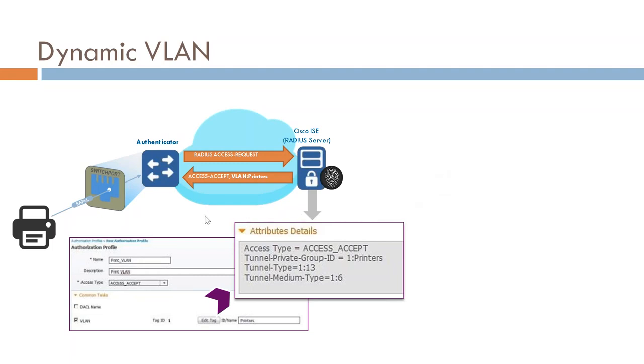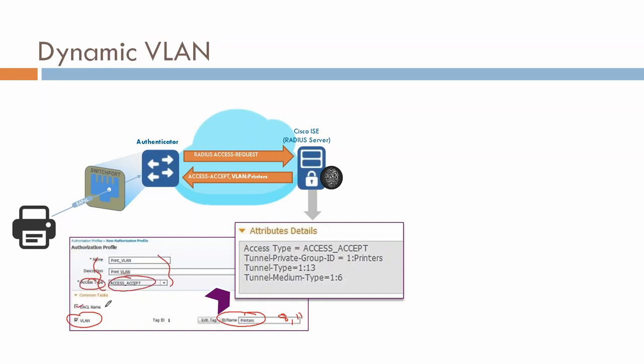It means you have the authorization, what type of authorization I have. Say access type is access accept, tunnel private group ID printer, tunnel type 1, tunnel medium 16. Here you can see in the bottom that VLAN. It is assigning the VLAN, which is checked, and the name is printer. So maybe inside this printer, I have assigned VLAN 10, 11, whatever. These are only the names, but the access type is access accept.